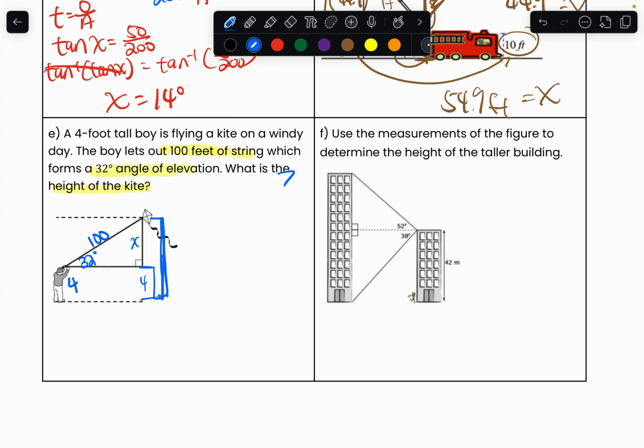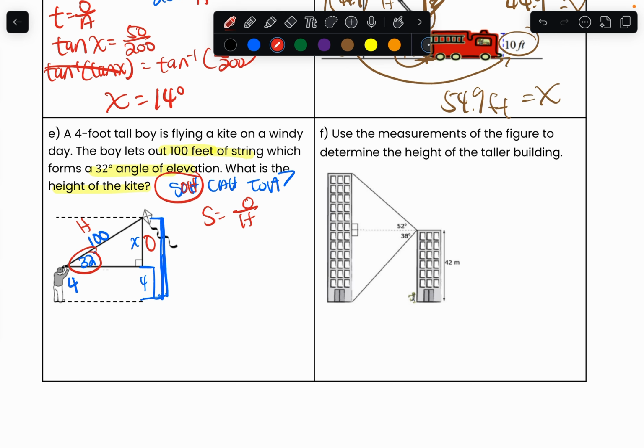Whenever you're trying to find a side with a given angle, we can use SOHCAHTOA. So let me write down SOHCAHTOA. Now, let me circle my reference angle. According to my reference angle, my x here is the opposite, and my 100 here is the hypotenuse. Well, which of the SOHCAHTOA do I use? I use sine because it's O and H. It's only in sine. So I put sine equals opposite over hypotenuse.